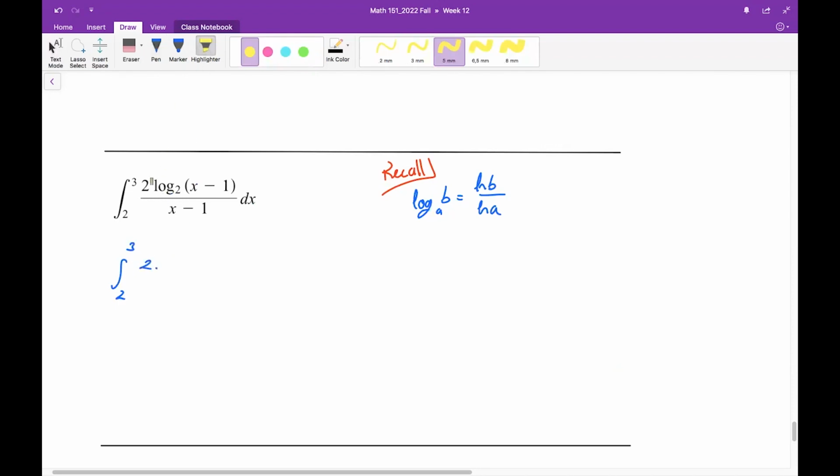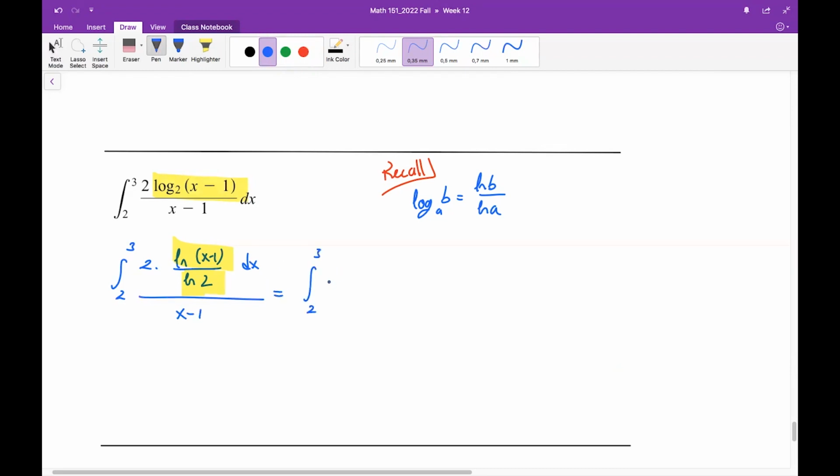Okay, let's write the logarithm function in terms of ln by using this rule. So it becomes ln(x minus 1) over ln 2. So logarithm is written like that. dx over x minus 1. Right? Okay, let's try to write it better. So 2 times ln(x minus 1) over ln 2 times 1 over x minus 1. This was the denominator like this.